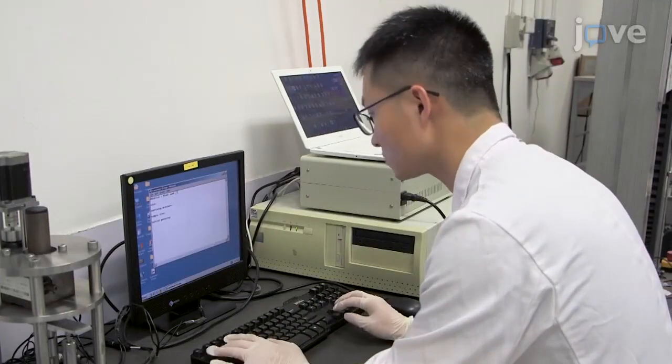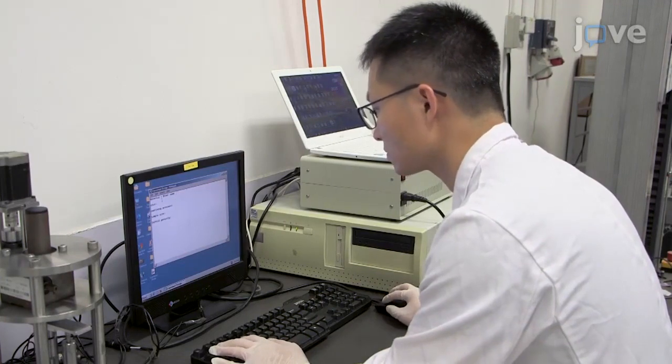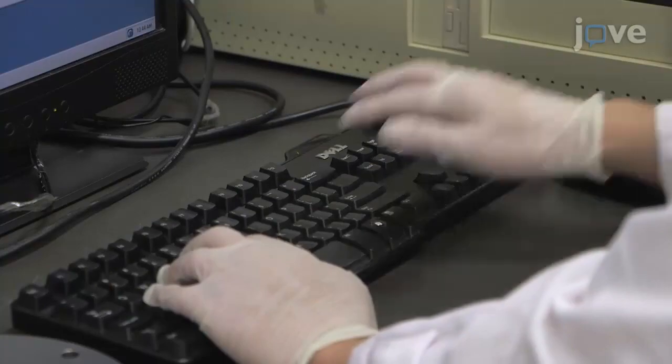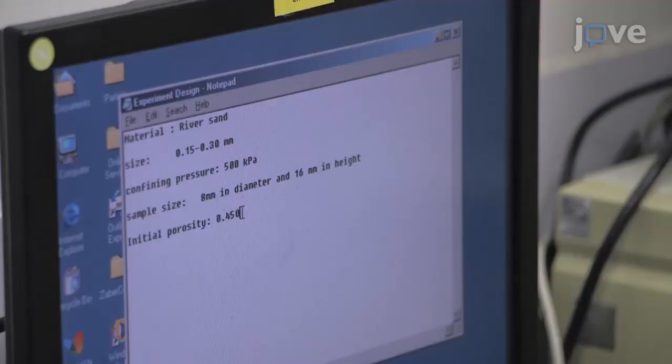Begin with design of the experiment well in advance, as described in the text protocol. Determine test material, particle size, and sample initial porosity.